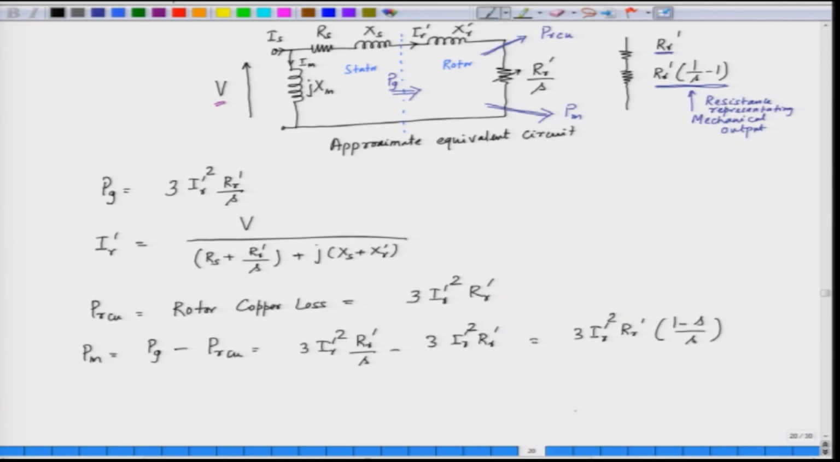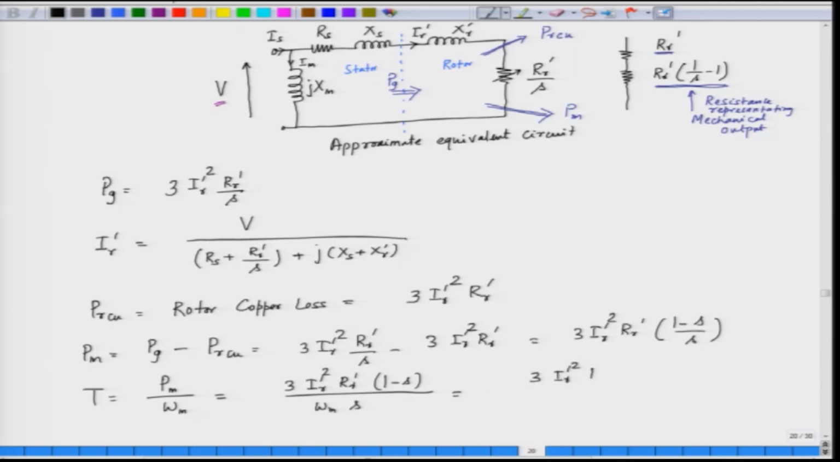And how do you find out the torque? Because ultimately what we have to find out is the motor torque. So, the motor torque T is equal to the mechanical power by the mechanical speed. So, in that case, that is equal to 3 I_r squared R_r into (1 minus S) divided by omega_m into S.